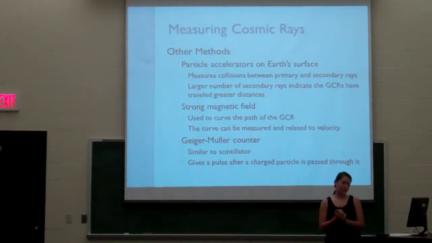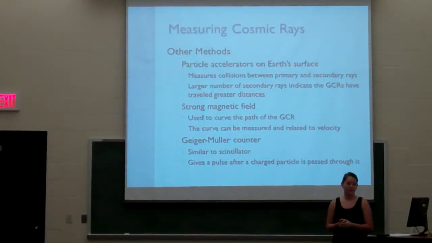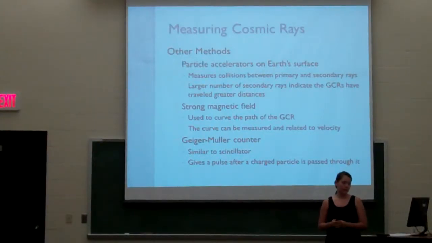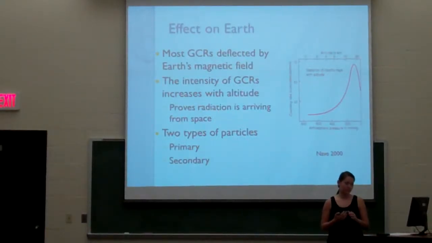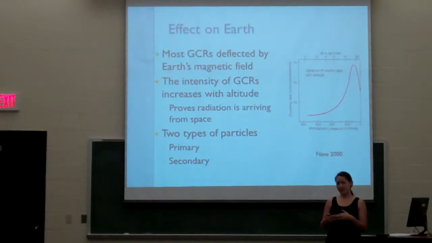A Geiger-Müller counter is used similarly to the scintillator. It gives a pulse after a charged particle has passed through it. They use it to measure radiation on Earth now. It's not super effective for cosmic radiation unless you're on the surface, because it can only measure the smaller amounts of it. Most of the GCRs that hit Earth's atmosphere are deflected by our magnetic field.